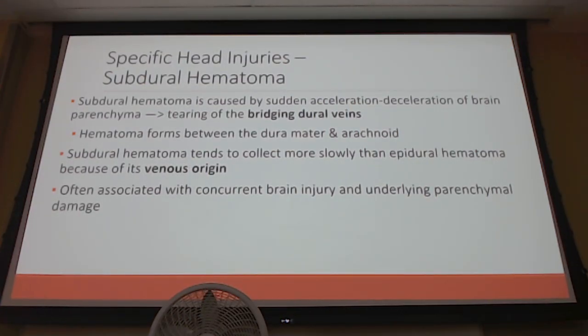Next is our subdural hematoma. So this is going to be those bridging dural veins. It can be from acceleration, deceleration, any sort of head trauma can cause this. It doesn't form as rapidly as our epidural hematoma. It's very common to see it in elderly patients. We can even see chronic subdural hematomas as well.